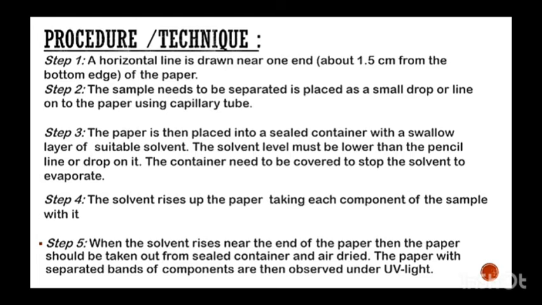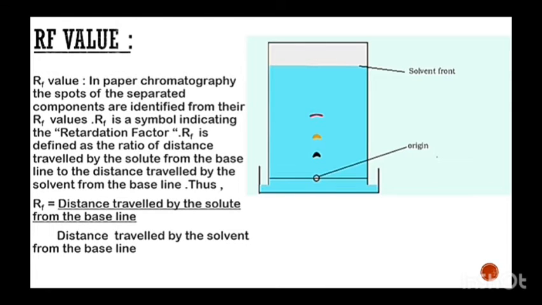In order to calculate these various components, the RF value is used. In paper chromatography, the spots of the separated components are identified from their RF values. What is the RF value? RF is the retardation factor.